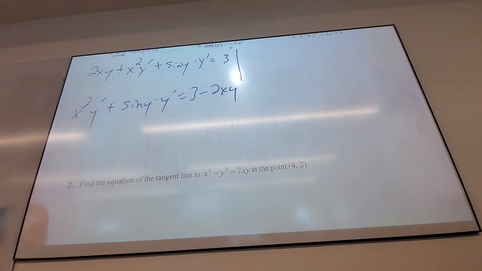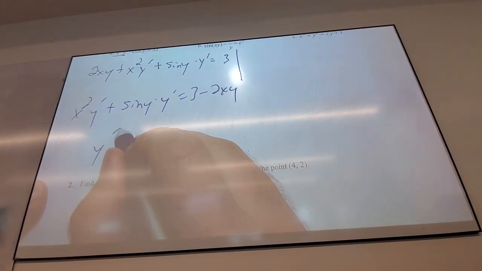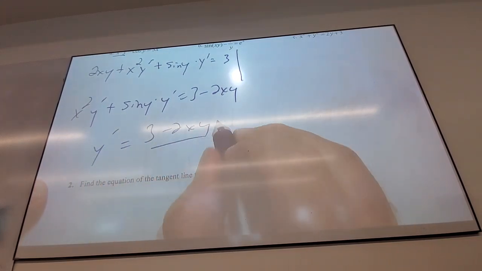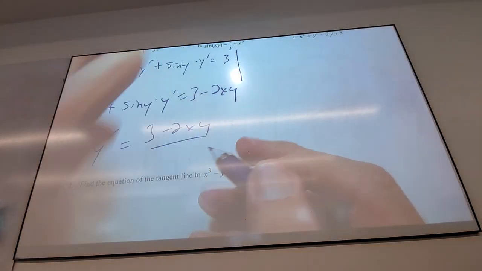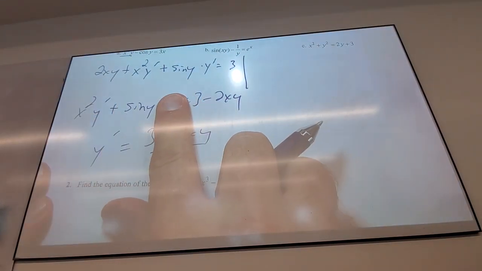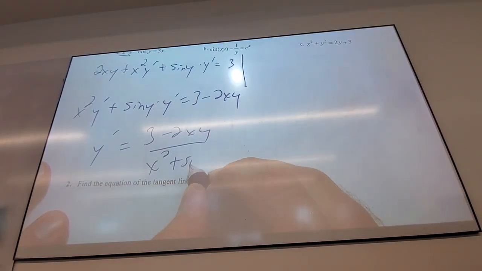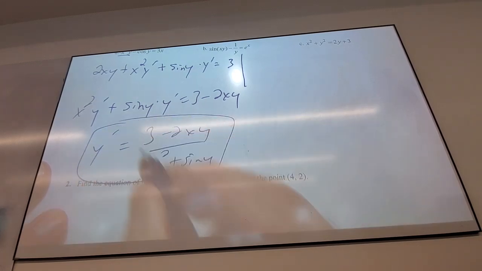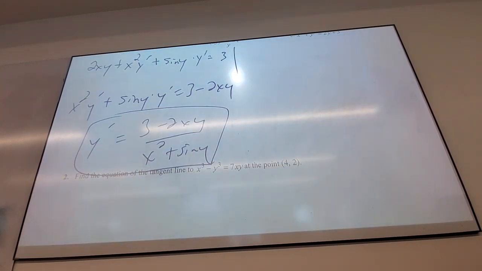And then I can take out y prime. Let me see if you guys are cool with this. I'm going to divide by x squared plus sine y. And then if they gave you a point, you plug it in, figure out what the slope is at that point. Wouldn't it be negative sine?